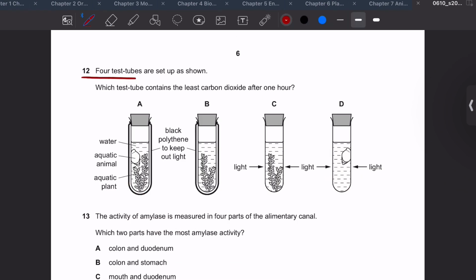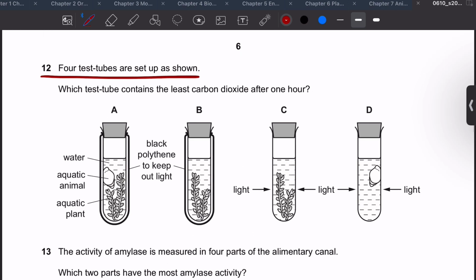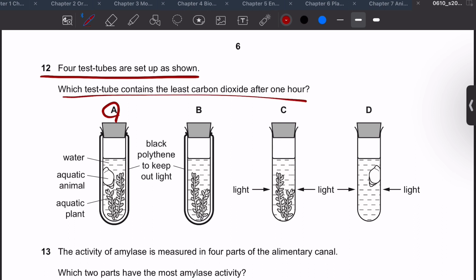Number 12. 4 test tubes are set up as shown. Which test tube contains the least carbon dioxide after 1 hour? So this can actually become quite confusing. If you look at number A, you can see both animal and plants are present.